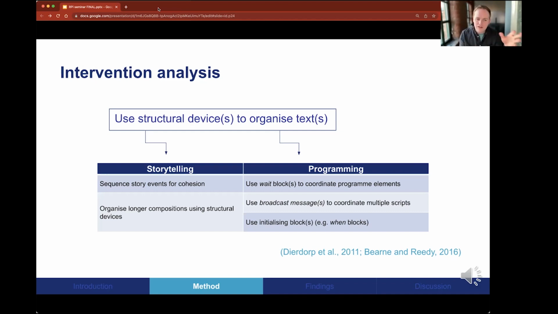But as we get into longer compositions, where they have multiple scenes and more complex structures, they might use broadcast messages to coordinate multiple scripts. Once this scene is done, do a broadcast message. When I receive this message, play this scene. But they might find that quite challenging, so they might use when blocks as well. So there are different strategies and different programming approaches the students can use to accomplish those storytelling tasks.